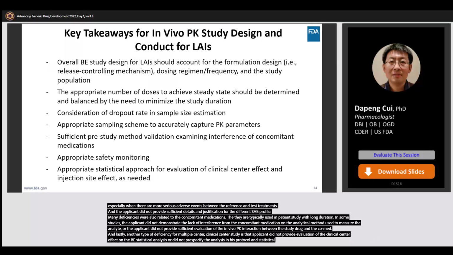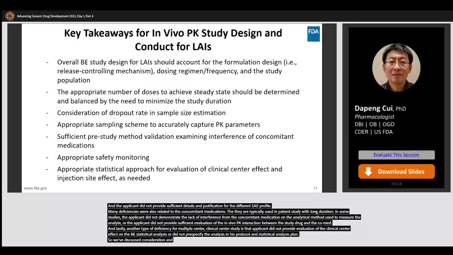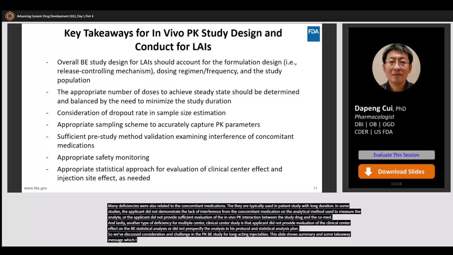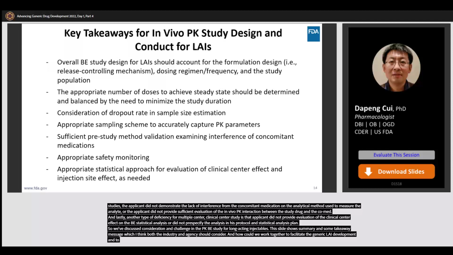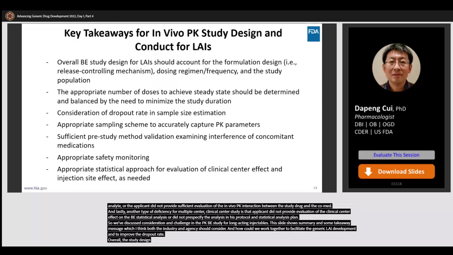So with all the discussed considerations and challenges in the PK BE study for long-acting injectables, this slide shows a summary and some takeaway messages, which I think both the generic industry and the agency should consider, and how we could work together to facilitate generic LAI development and to improve the approval rate. Overall, BE study design for LAI should account for the formulation design, for example, the release controlling mechanism, and also the dosing regimen, dosing frequency, and the study population.